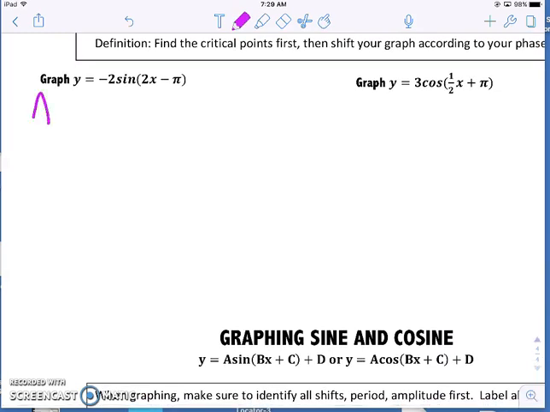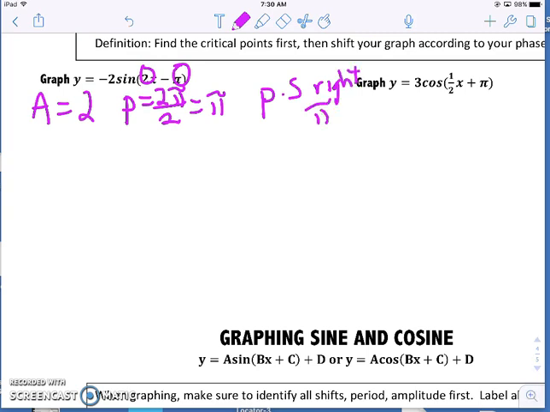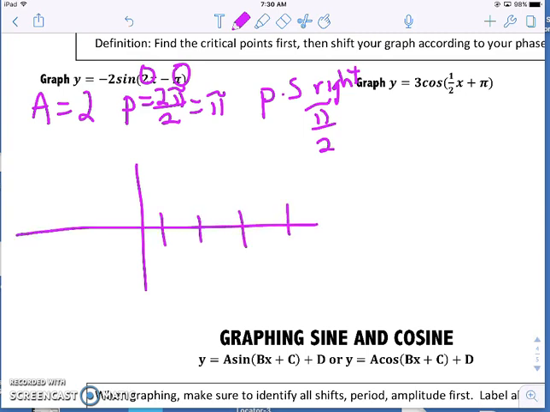Okay, so our amplitude is 2. Our period is 2 pi over 2, which is pi. And our phase shift, C over B, would be to the right pi over 2. So we have 1, 2, 3, 4 pi. This is a pretty easy one. So pi over 4, pi over 2, 3 pi over 4, 2, negative 2.